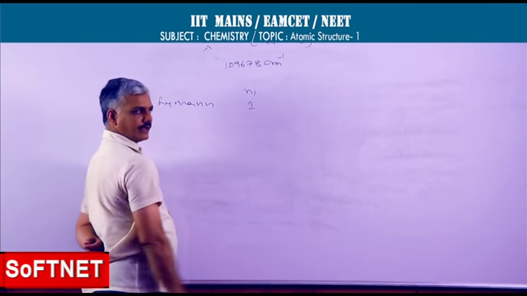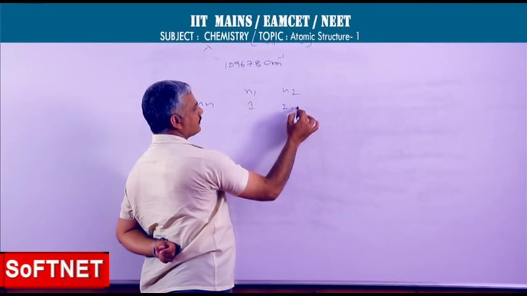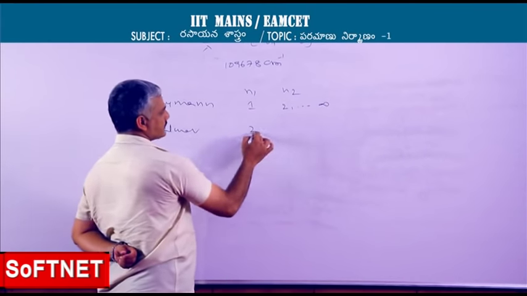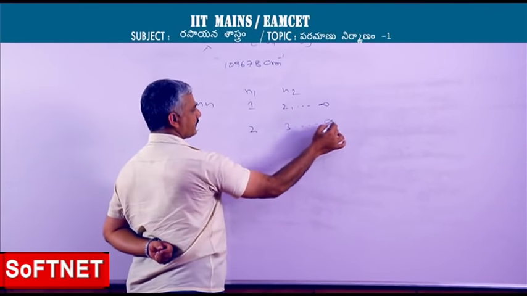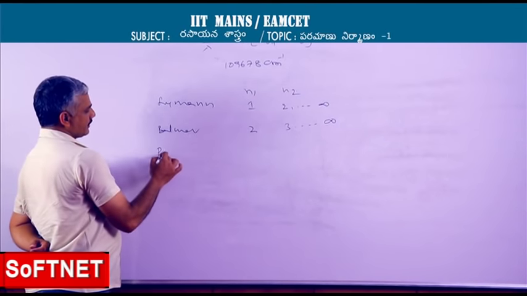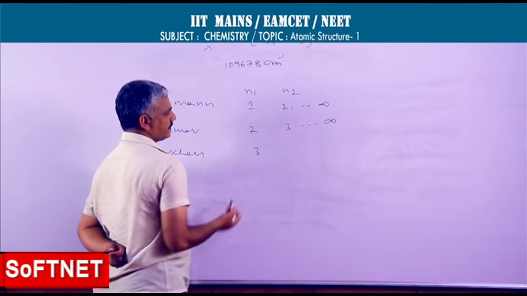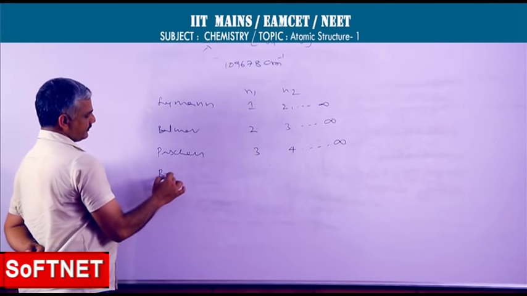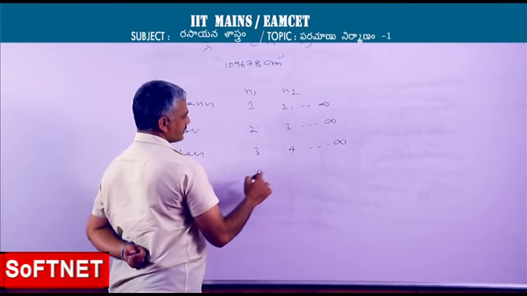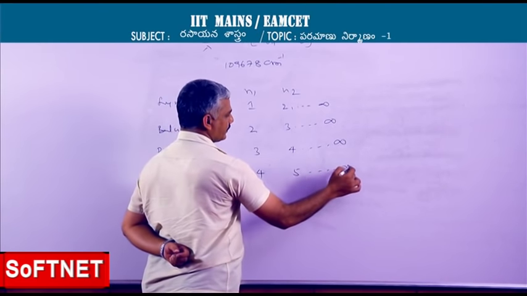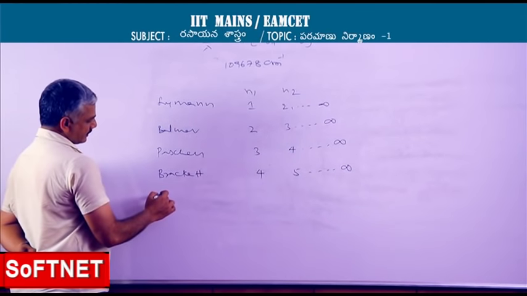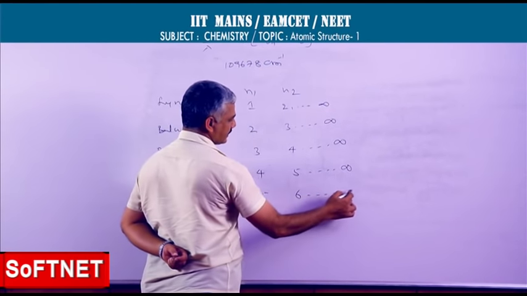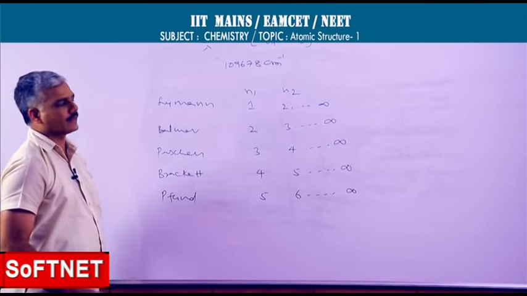For the Lyman series, N1 is fixed at 1, N2 values are taken from 2 to infinity. For the Balmer series, N1 is fixed at 2, N2 is taken from 3 to infinity. For the Paschen series, N1 is taken as 3, N2 from 4 to infinity. For the Brackett series, N1 is taken as 4, N2 from 5 to infinity. For the Pfund series, N1 is taken as 5 and N2 values are taken from 6 to infinity, right?